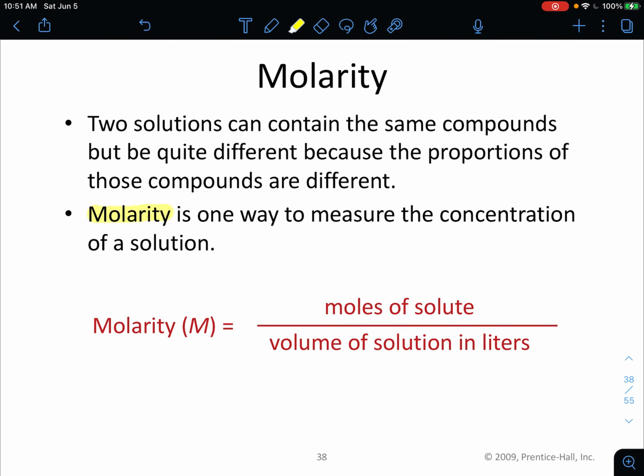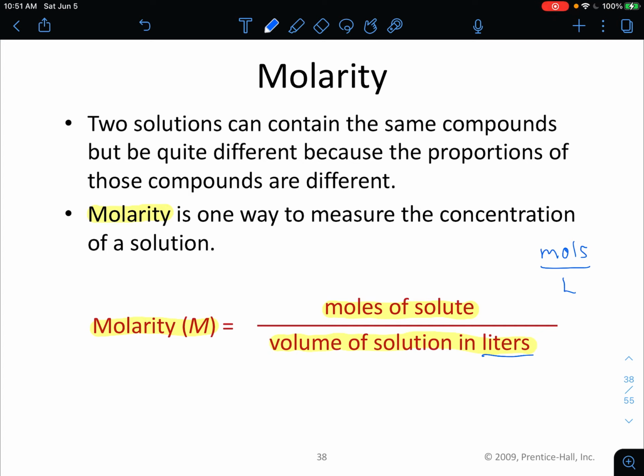And there are a lot of different ways to measure solution concentration. In the very last set of slides, I'll talk about a couple other options, I think. But mostly what we're going to be interested in talking about is molarity. And molarity is always going to be defined as moles of solute in the numerator, so whatever it is we're dissolving into our solution, and then volume of the total solution in liters in the denominator. So it's always going to be in terms of moles per liter.